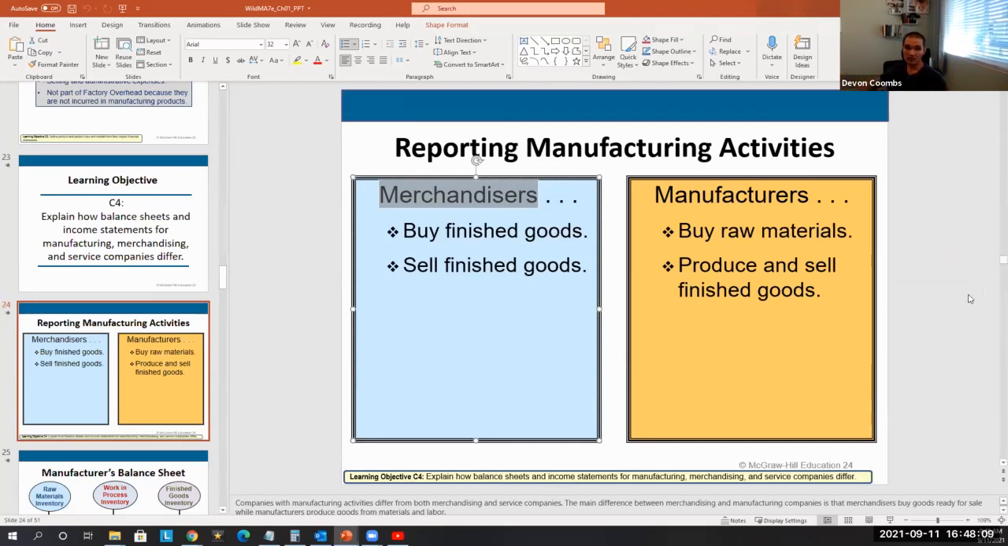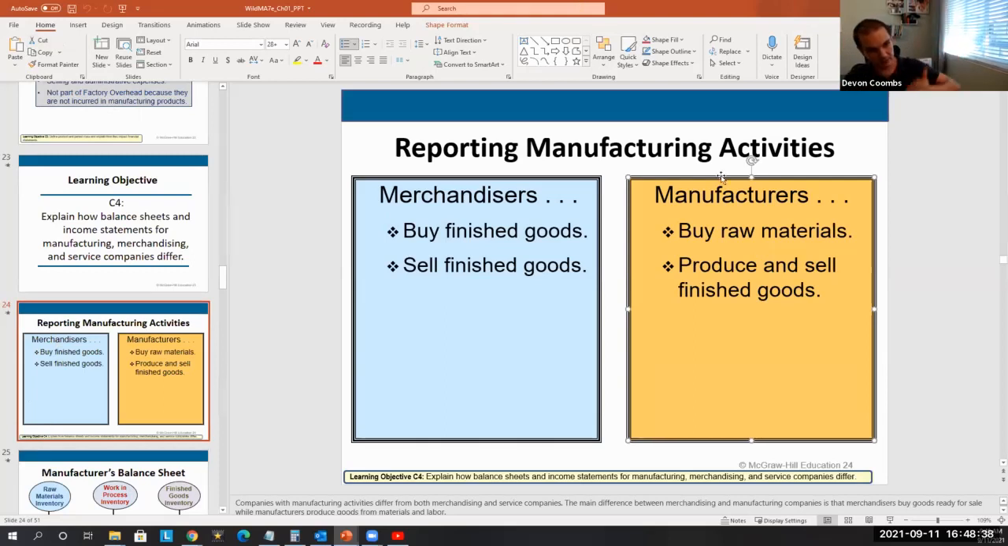Manufacturers, on the other hand, buy raw materials and produce the finished goods. So you can think of a manufacturer as changing raw ores into steel beams. And then they eventually make that into a bike, and then they send that to the merchandiser who buys the finished good and then sells it to the person who wants to use the bike.